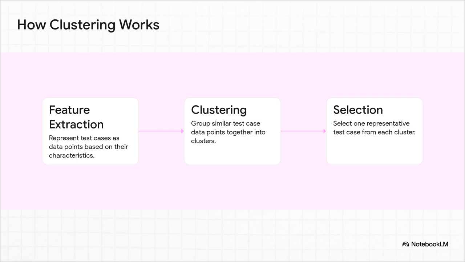Second, the clustering algorithm takes all those numbers and just groups the similar ones together into little buckets or clusters. And finally, step 3, you just pick one representative test from each of those buckets, and boom, that's your new lean and mean test suite.